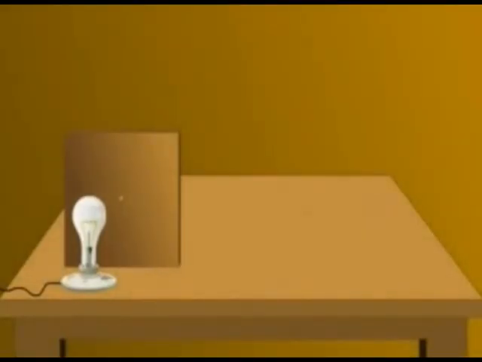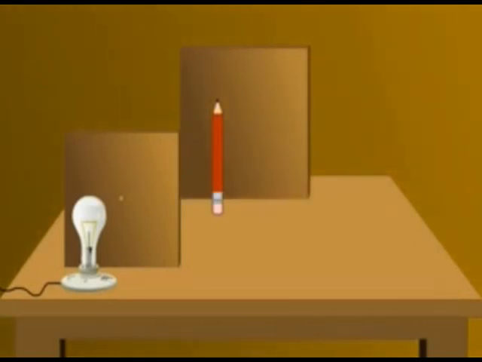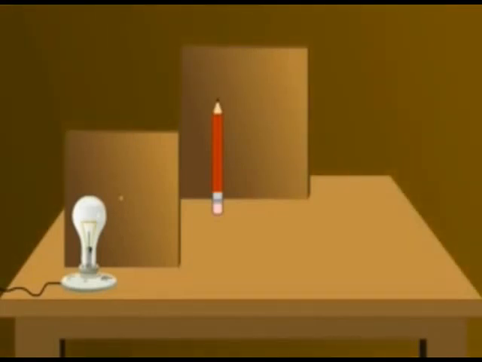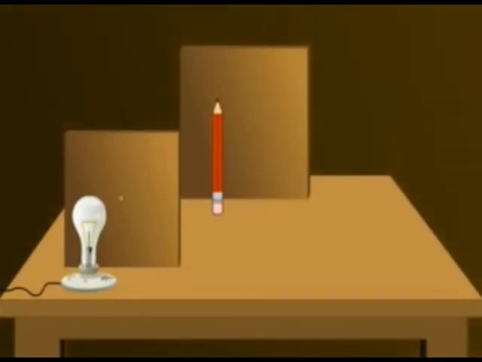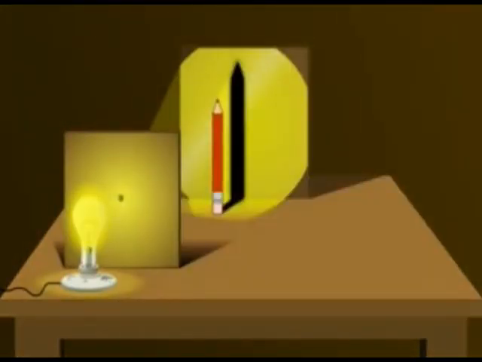Now look at this setup. There's a bulb, and there's a cardboard with a small hole, and there's a pencil. And here you have the screen. So why do you think we have a small hole? You see, if you compare the bulb, the bulb is way bigger. I mean, you can't call it a point source. So we allow light to pass through the small hole so that it acts as a point source. What happens is that the pencil does not allow light to pass through it, and a shadow with sharp edges is cast on the screen behind it.